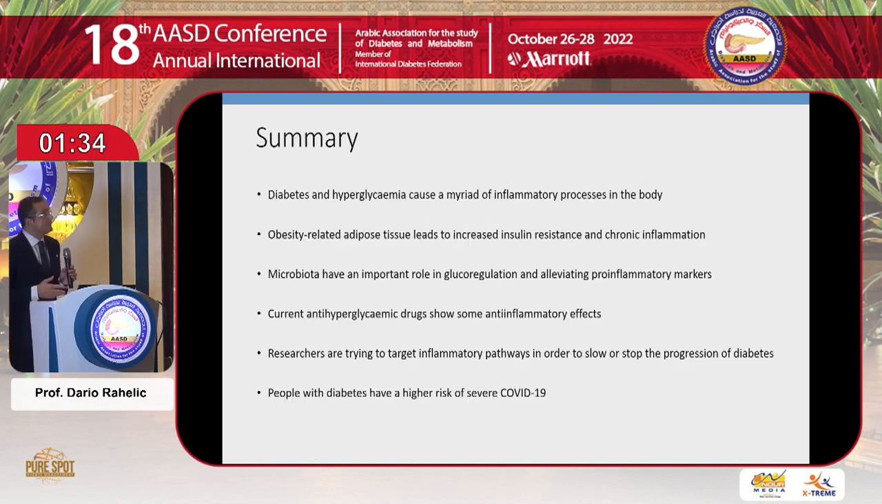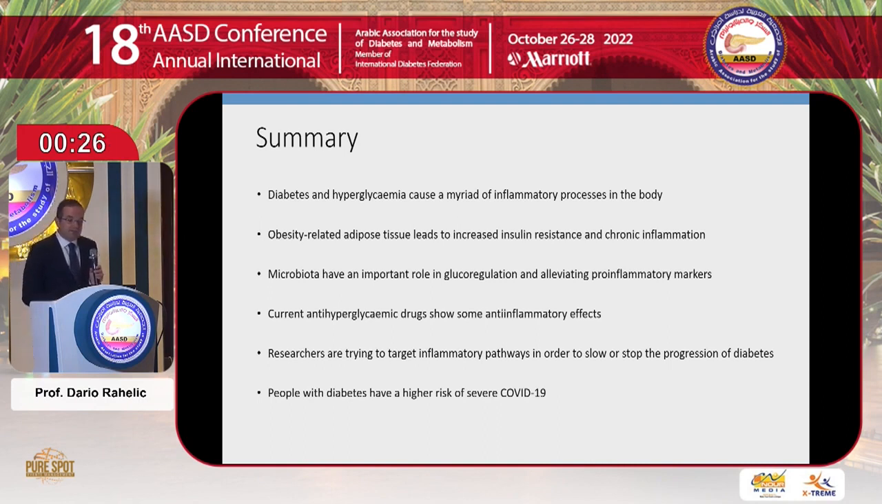And dear ladies and gentlemen, dear chairperson, let me conclude. As I already mentioned, I couldn't cover all aspects of inflammation in type 2 diabetes, but I tried to cover briefly at least the most important, just to tackle the most important pathways in inflammation and pathophysiological mechanisms. But we can summarize that diabetes and hyperglycemia can cause inflammatory process in different organs. And obesity-related adipose tissue leads to increased insulin resistance, but also to chronic inflammation. There is no doubt that microbiota is important and plays an important role in gluconeogenesis, but also in terms of anti-inflammatory and pro-inflammatory cytokines and inflammatory markers in circulation. Current anti-hyperglycemic drugs show some anti-inflammatory effects, especially SGLT2 inhibitors, insulin, metformin, but also GLP-1 receptor agonists.